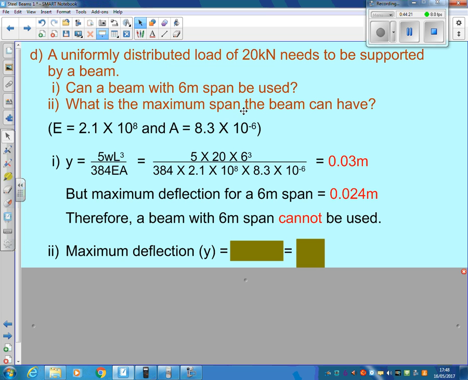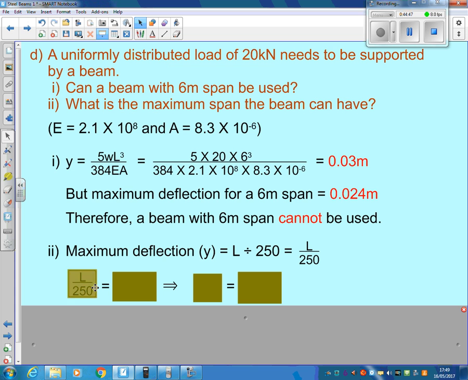Next question, what is the maximum span the beam can have? Well, it's obviously less than 6, but we need to work it out. The maximum deflection is equal to the span length divided by 250. In this case, we don't know the span length, so we call it L. Let's write it as a fraction, L over 250. That's our maximum deflection, and that has got to equal 5WL cubed over 384 EA. So our maximum deflection is the span divided by 250, and that's what it's going to equal.